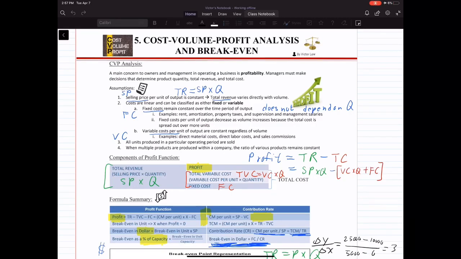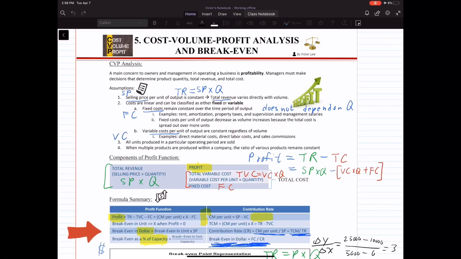There's no calculation there. Then total variable cost is your variable cost per unit times quantity. When you add total variable cost with fixed cost, that's your total cost. Total cost equals fixed cost plus your total variable cost. And profit is just the difference between your total revenue minus your total cost.